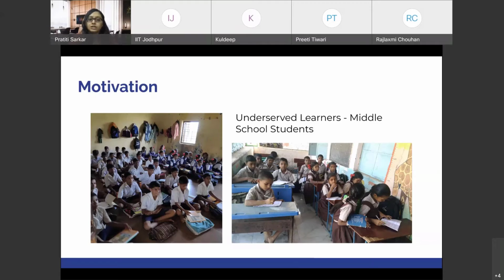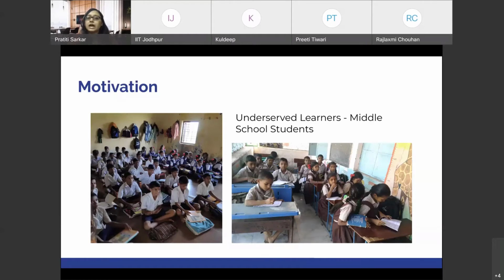To start with, we first wanted to understand what is the current role of technology in the Indian school education system. A lot of studies exist on the use of technology in schools abroad, but little is explored in the Indian context. So we wanted to understand deeply what is the current use of technology, be it in the urban scenario or in the rural scenario.